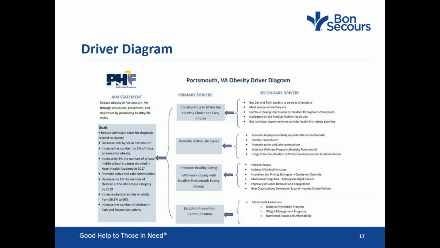So this is our Portsmouth Virginia OBC driver diagram. Jack Moran was a very huge help in getting this off the ground for us. We started the process back in January of 2017, and over 4 meetings throughout that year, this is the product. Four of our main primary driver focuses were collaborating to make the healthy choice the easy choice, promoting active lifestyles, promoting healthy eating, and establishing prevention communication.